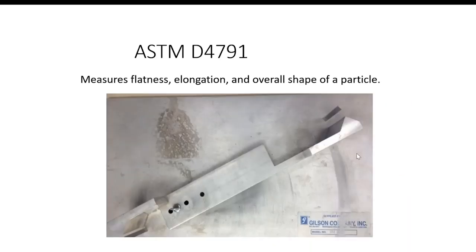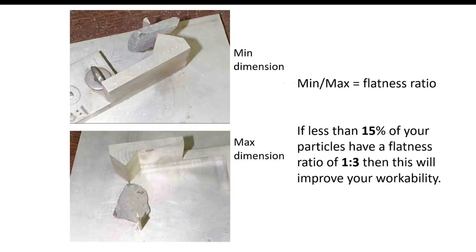It's called the ASTM D4791 test. What it does is it measures the long dimension to the short dimension. This is called the flatness ratio. Now we found the magic flatness ratio for concrete is 3:1.